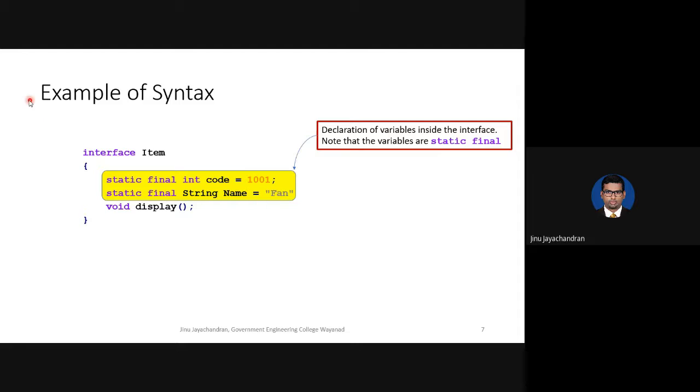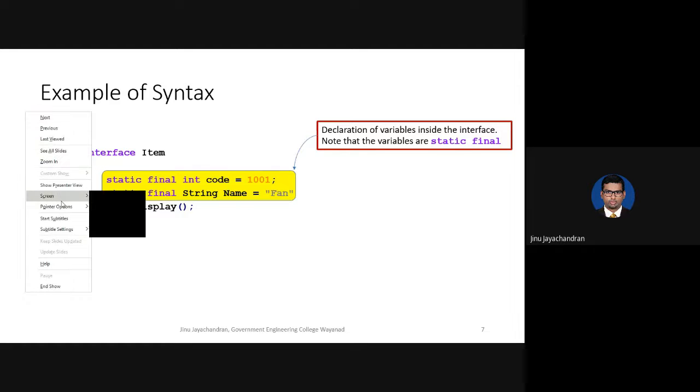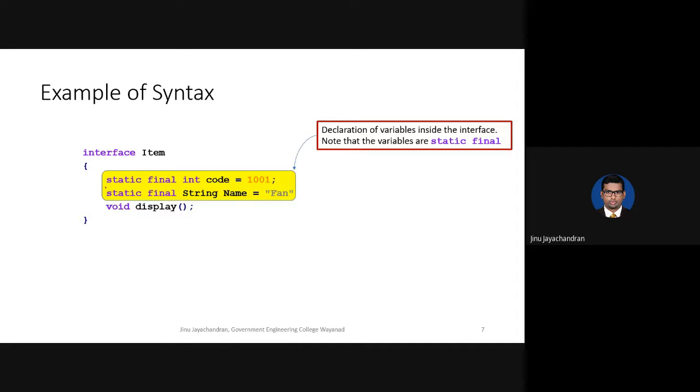The important thing that you should consider here is that the declaration should have static final. That is very important. And then you have the data type. It is int for code and string for name. Then you declare a function, void display. You see that the function is declared, which means there is no body for this function. It is only a declaration.